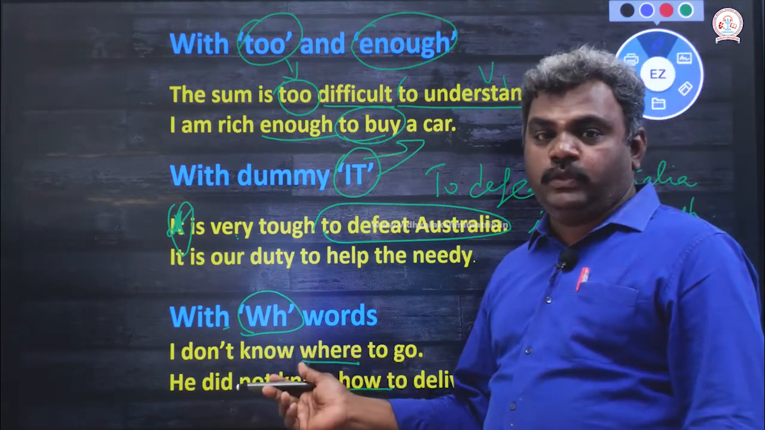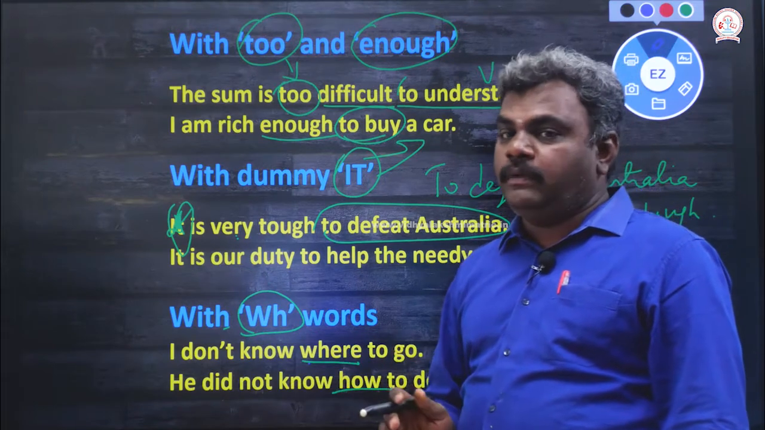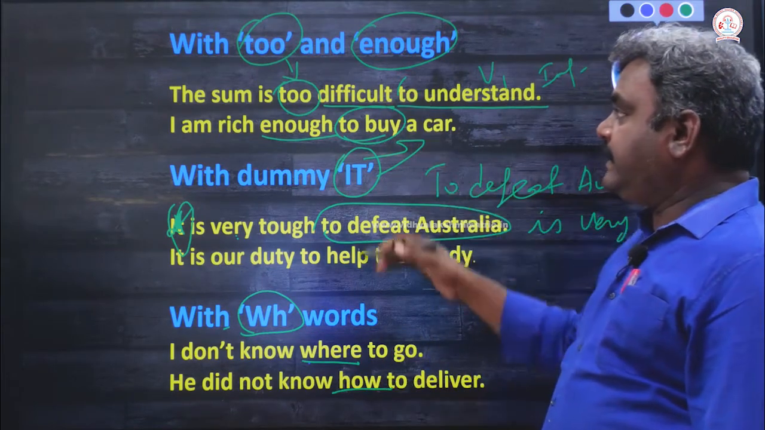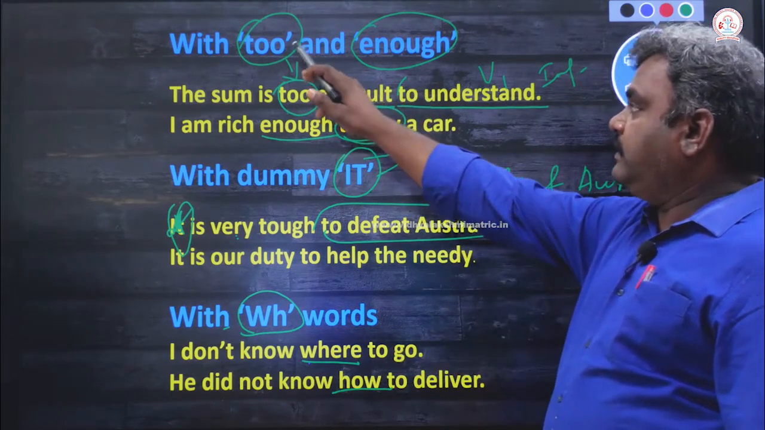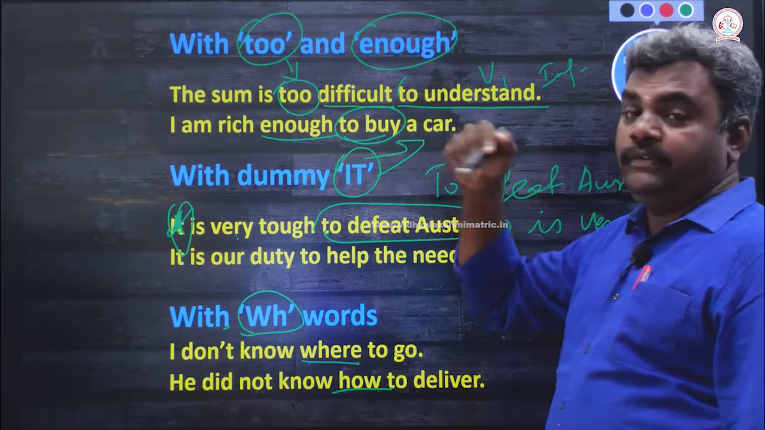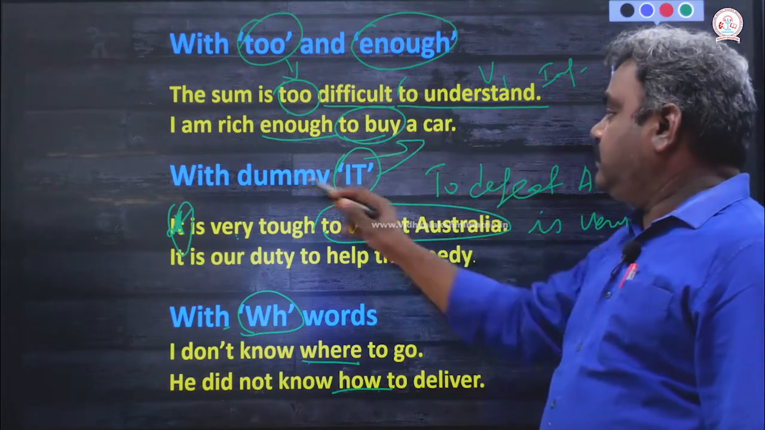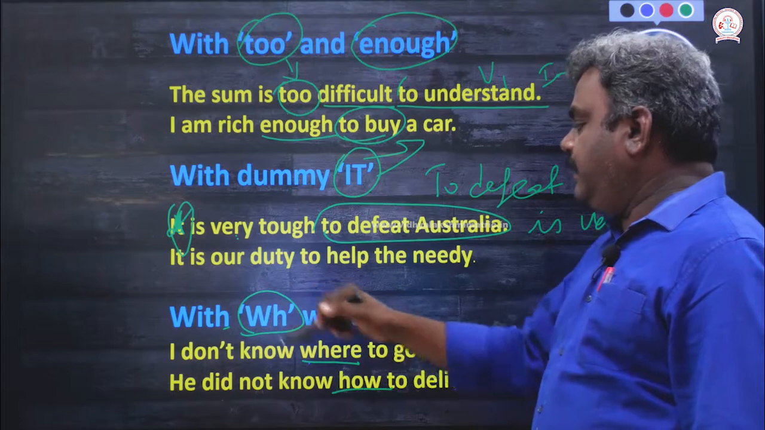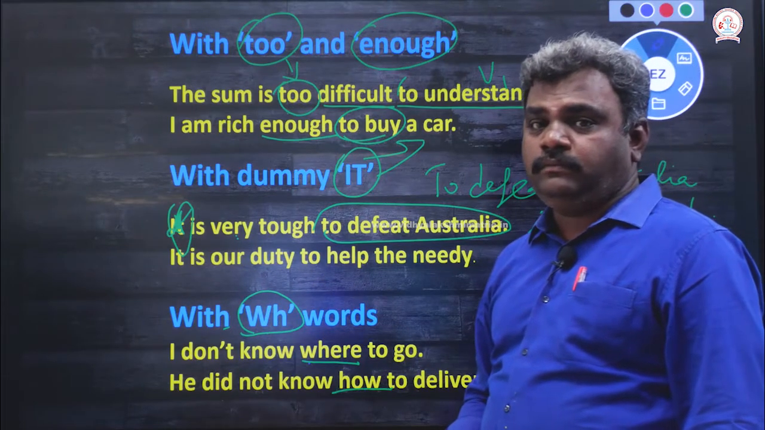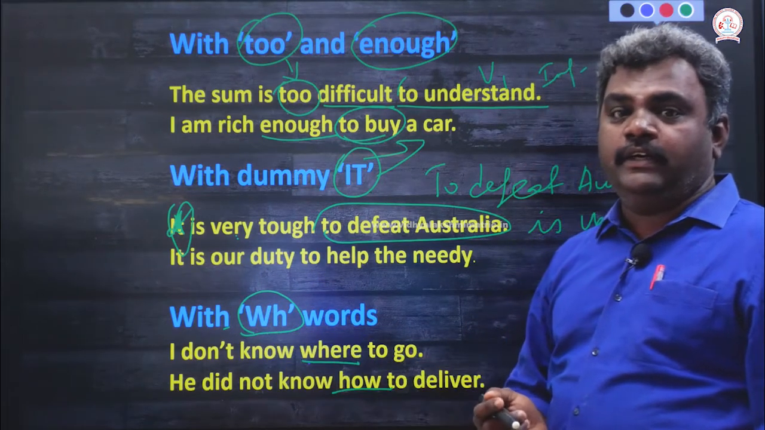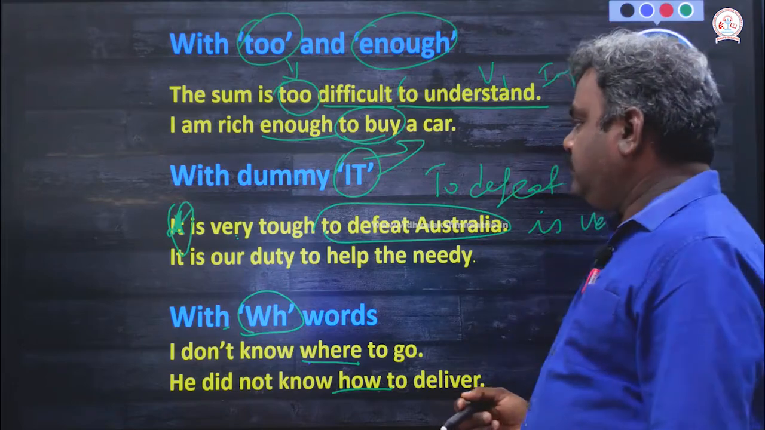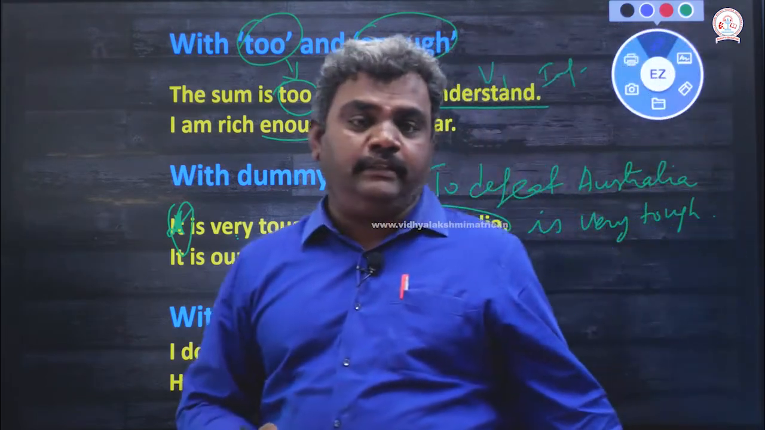Okay, I have taken only the 2 sentences. You can write on your own, no problem. Once again I can revise it. You can use the word with to and enough. We can use the infinitive. This is with the dummy it, and WH words also. WH words we can call interrogative linking words. There will be no doubt in this, I think.